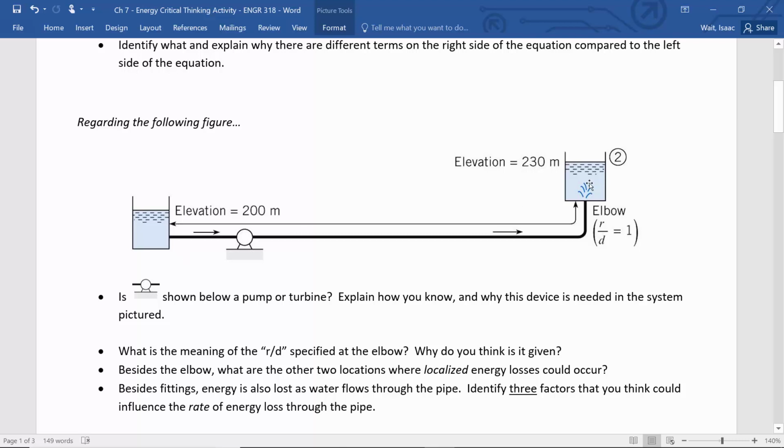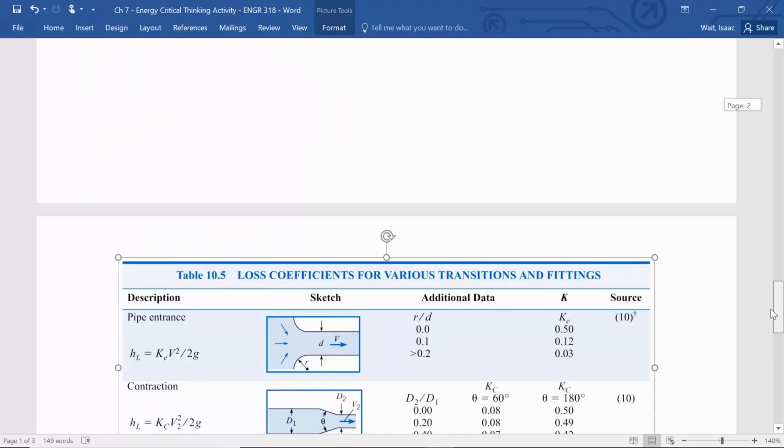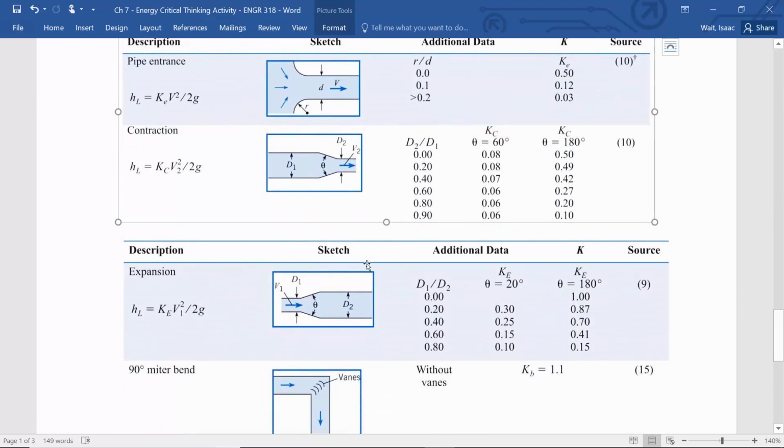And then the other loss is at the discharge. So if we go back down to the table, we see that it is kind of like a pipe expansion. In this table, if you connect two pipes of different diameter, then the water is going to be disturbed by that. The general trend is the smaller the change in diameter, the less the disturbance is.